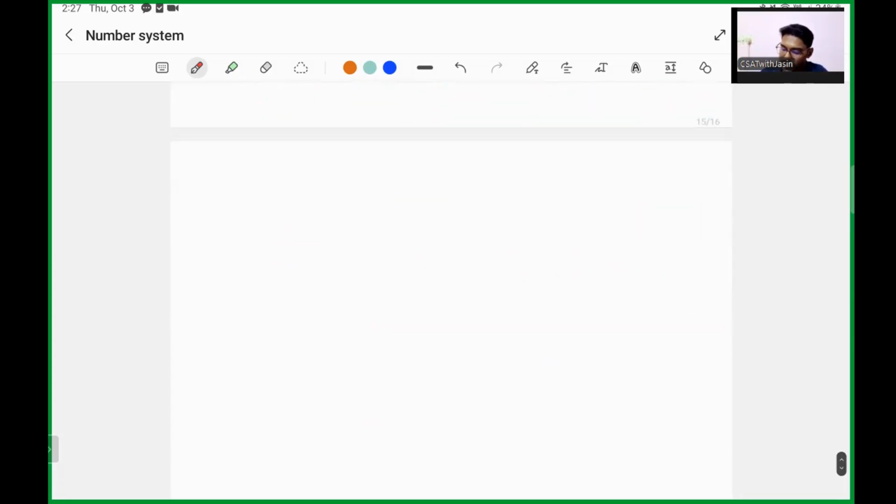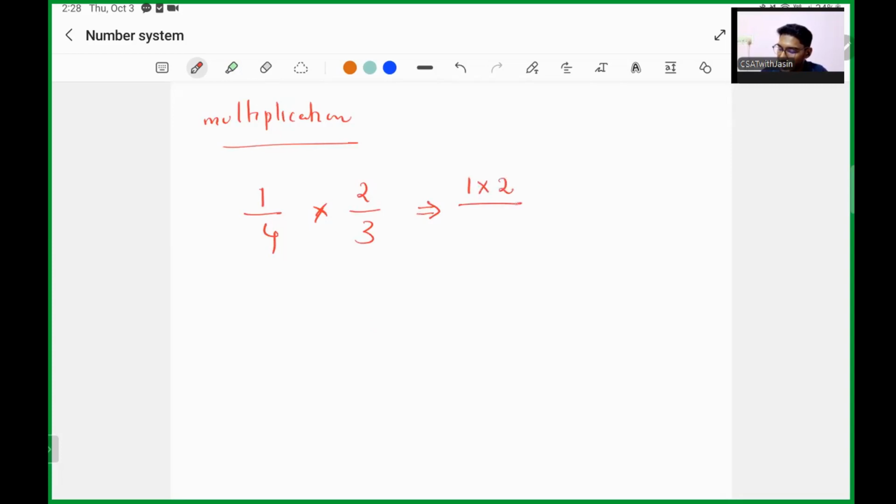Now, what about multiplication of fractions? Multiplication. That means I need to do 1 by 4 into 2 by 3. So 1 by 4 and 2 by 3 are two fractions. I need to multiply that. So in case of multiplication, you can directly multiply the numerators and directly multiply the denominators. So it will become 1 into 2 by 4 into 3. So 1 into 2 is 2. 4 into 3 is 12. So it is 2 by 12.